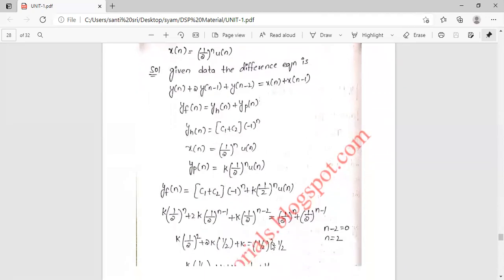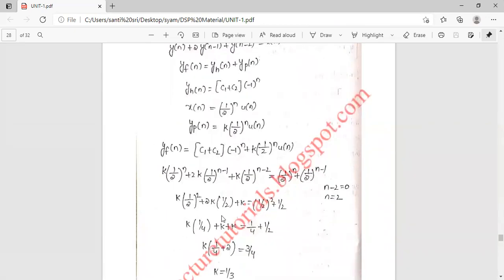So k into 1 by 2 whole power n plus 2k into 1 by 2 whole power n minus 1 plus k into 1 by 2 whole power n minus 2 is equal to 1 by 2 into 1 by 2 whole power n plus 1 by 2 whole power n minus 1. By simplifying this, we get n minus 2 is 0, or n is 2. So k into 1 by 2 whole square, plus 2k into 1 by 2 whole power 2 minus 1, plus k into 2 minus 2 is 0, is equal to 1 by 2 whole power n plus 1 by 2.